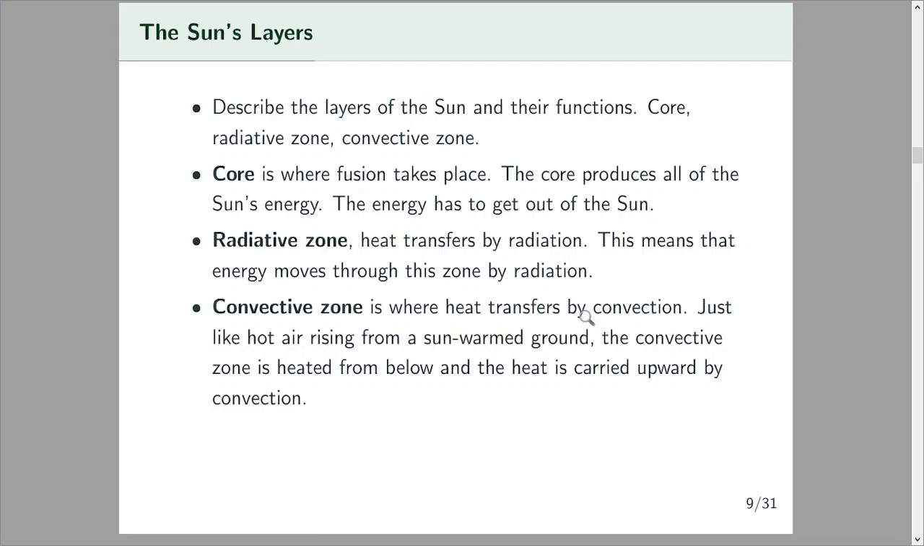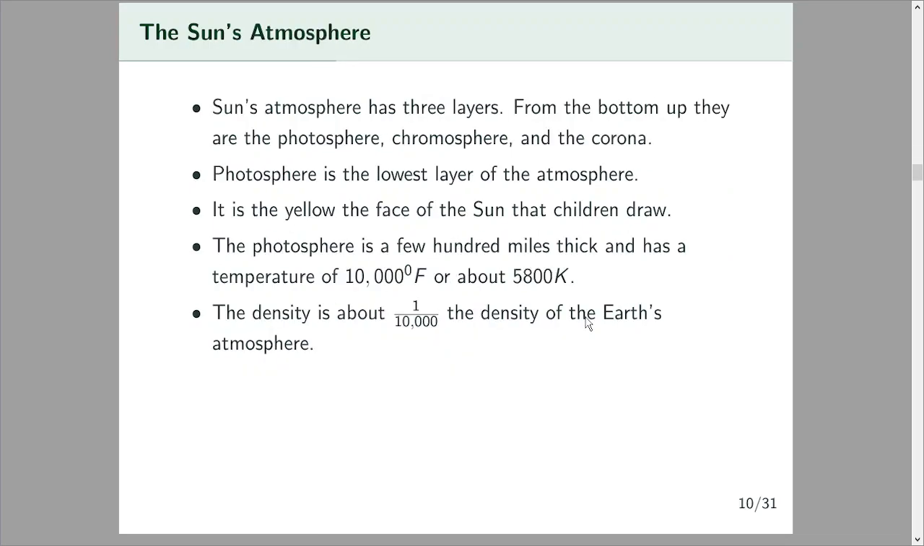When something is heated on the bottom, so for example, if you take a pan of water and heat the bottom of it, the warm water will rise and bring heat to the top. And there'll be a circulation like that. And that's what happens in the convective zone of the sun. Hot air rising from a sun-warmed ground. The convective zone is heated from below, and the heat's carried upward just by the material. And so those are the sun's layers.